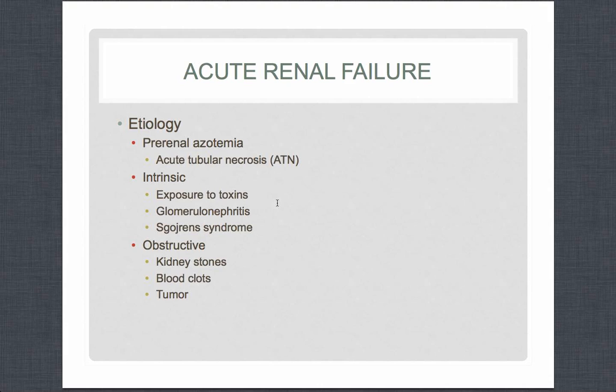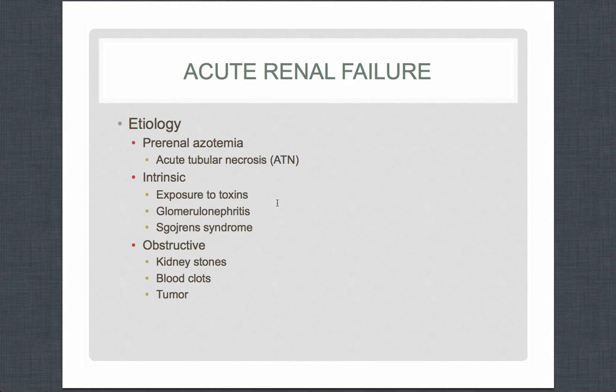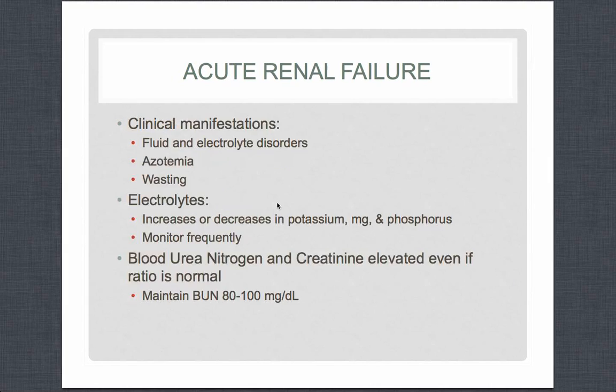So here's some causes for acute renal failure. Usually it's progressive chronic kidney disease, but also that can be exposure to renal toxins, uncontrolled glomerular nephritis due to infection that spreads and causes acute renal failure. Sjogren's syndrome is an autoimmune disease. Obstructions in the kidney can also cause acute renal failure. Clinical manifestations are azotemia, or uremia. So again, the increases in nitrogen in the blood.